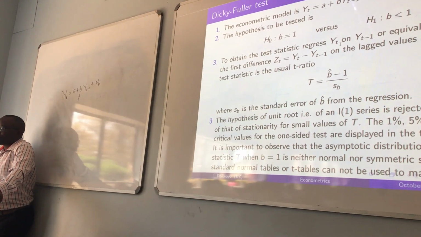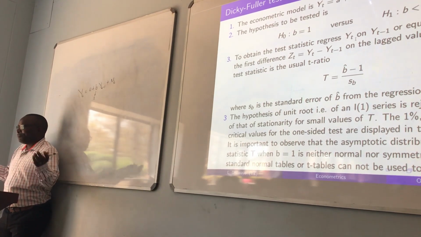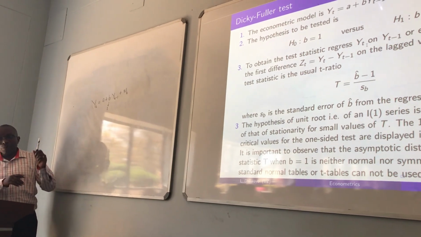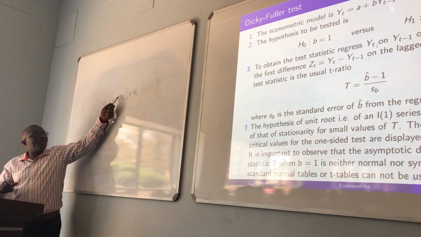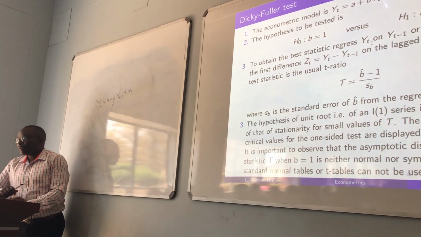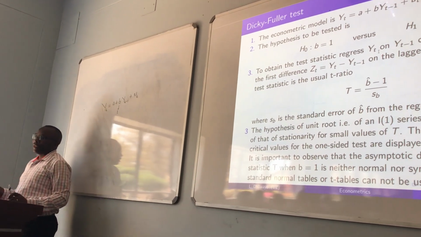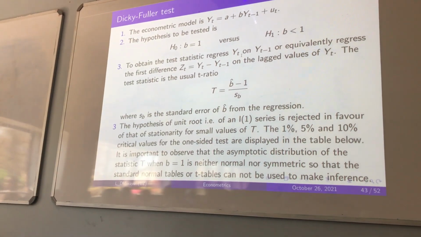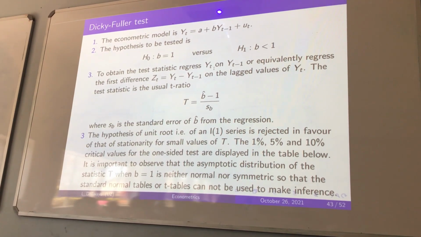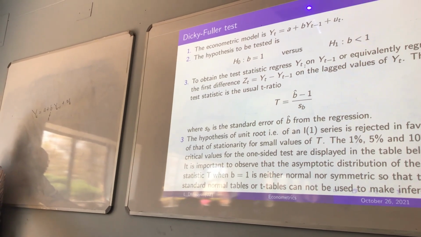Is this clear? I'm trying to complicate things, but it's simple. Now we need to test the hypothesis. If you are testing for just a unit root, we are testing that b is equal to 1. So our hypothesis is H naught: b is equal to 1, that is, integrated of order 1, versus b is less than 1. Is it clear?